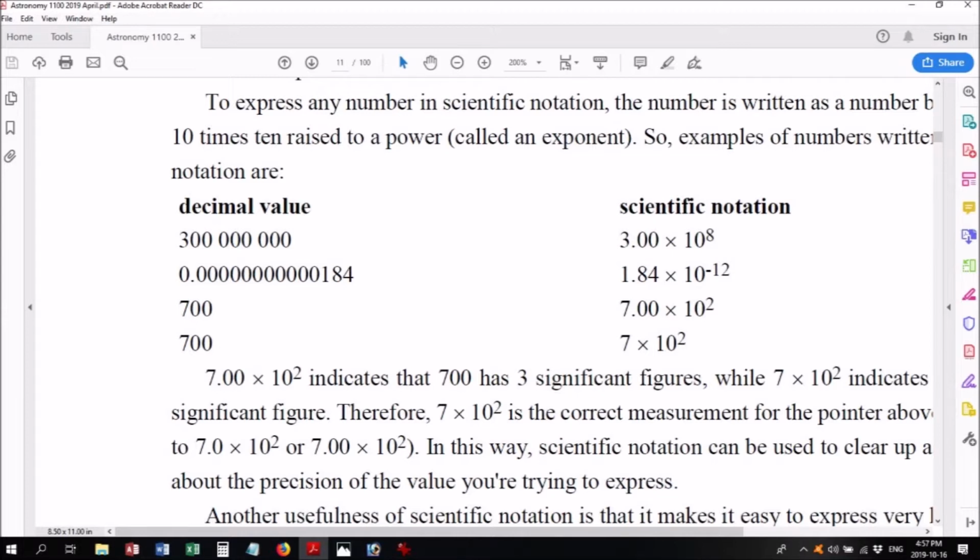So when you write something in scientific notation, if a zero is a significant figure, you write it down, but if it's a placeholder zero, you leave it off.